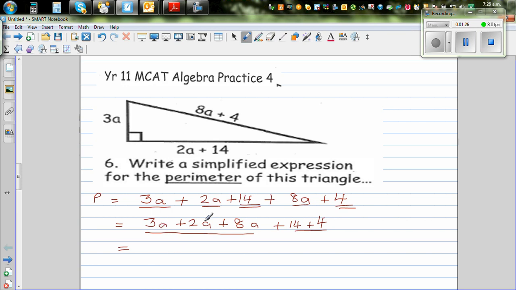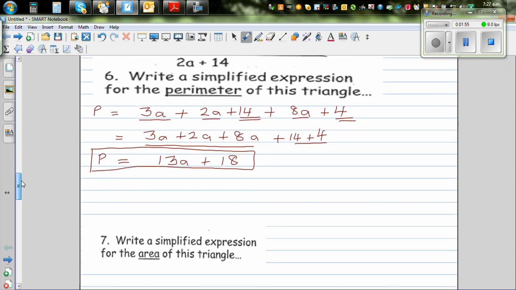So this is 3a plus 2 is 5 lots of a plus 8a. This is 8 lots of a. So this is 3 lots of a plus 2 lots of a plus 8 lots of a. So this is 5 and 8, 13 lots of a plus 14 plus 4 is 18. And this is your answer. So this is the perimeter in terms of a in the simplified form, or this is a simplified expression.